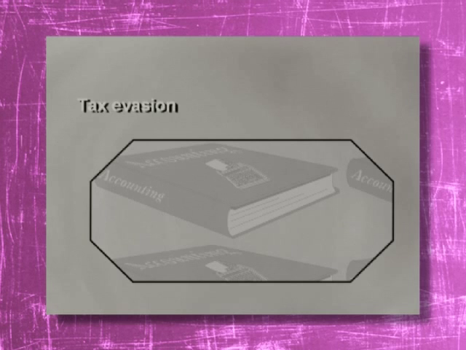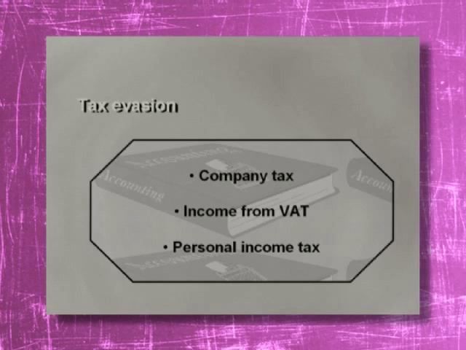Let's go to the slide and talk about the different types of tax that we need to be aware of. Now, tax evasion involves the following: company tax, income tax from VAT or value added tax, and then personal income tax. We need to keep in mind that businesses should report financial details and information on a yearly basis. They have that responsibility towards the stakeholders, as I mentioned before, but also the government, because the business has a responsibility to pay over taxes.